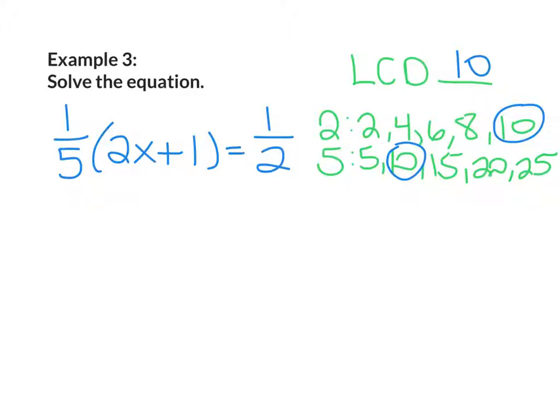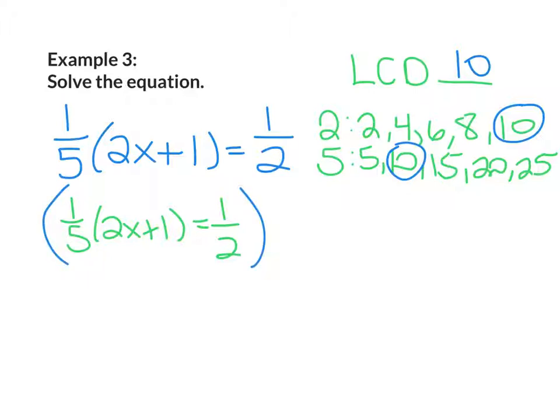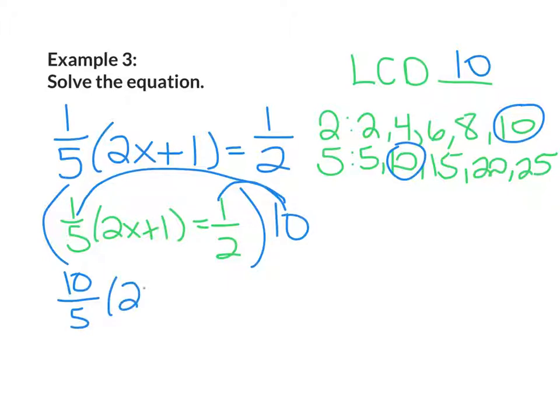I'm going to go ahead and rewrite my problem, which is 1 over 5 times 2x plus 1 equals 1 over 2. So I'm going to go ahead and multiply by my LCD, which is 10. However, I'm only going to distribute that to the 1 over 5 and the 1 over 2. I am not going to distribute to what's in parentheses because it's already in parentheses. So 10 times 1 is 10, and my denominator is 5. I'm going to go ahead and list what's inside parentheses, which is 2x plus 1. And then 10 times 1 is 10 over 2.